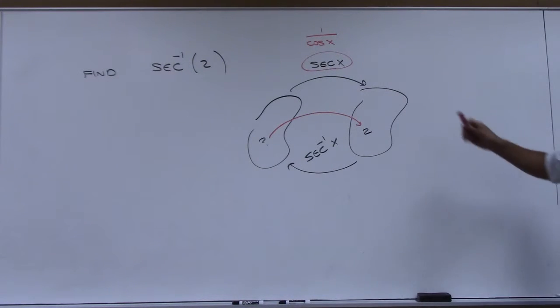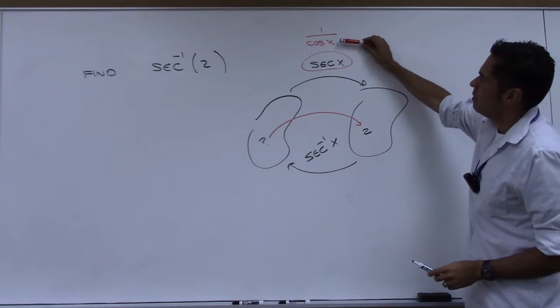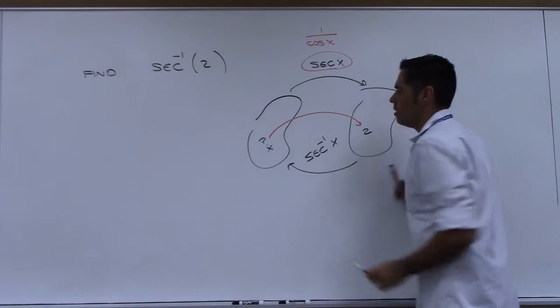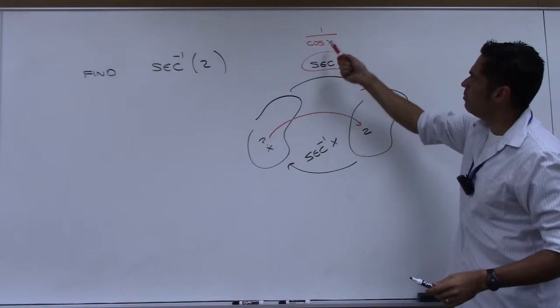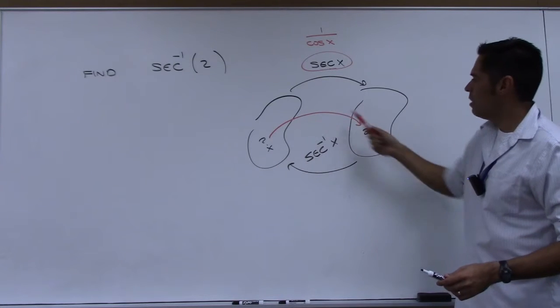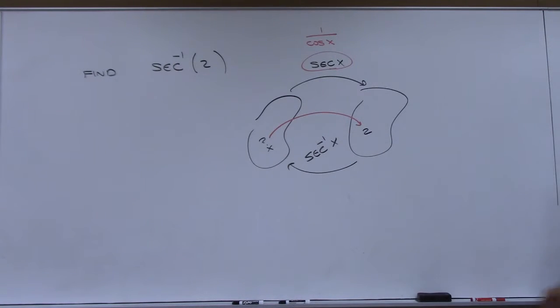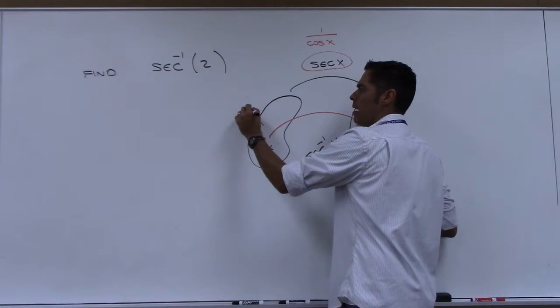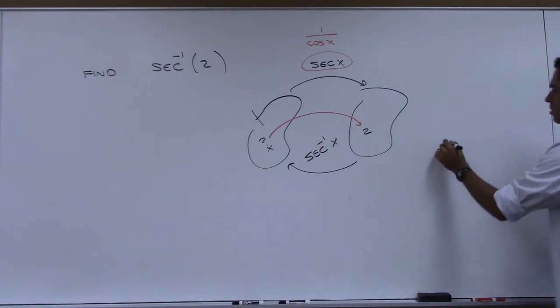So what would I plug in here? What would I plug in for x that when I do 1 divided by that, whatever that angle is, I get a 2? I'll give you a hint. It's one of the common angles. What is it? What did you say? Pi over 3.